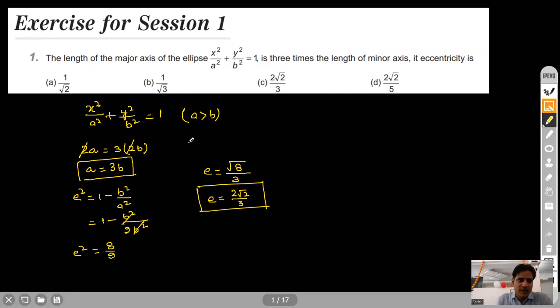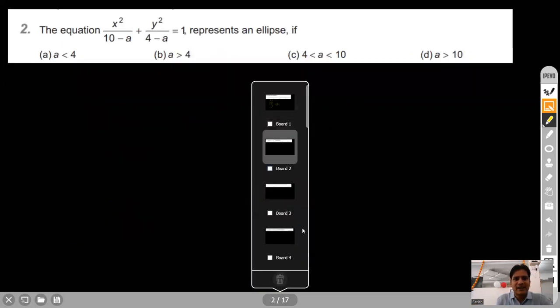Now, if anyone wants to know why I have taken a is greater than b, you can also take b greater than a, and then also you can apply the given condition and you will have the same eccentricity as answer. Remember, in that case, our major axis will be 2b and our minor axis will be 2a, right? So here our answer is C, 2 root 2 upon 3. Okay. So, moving to the next question.